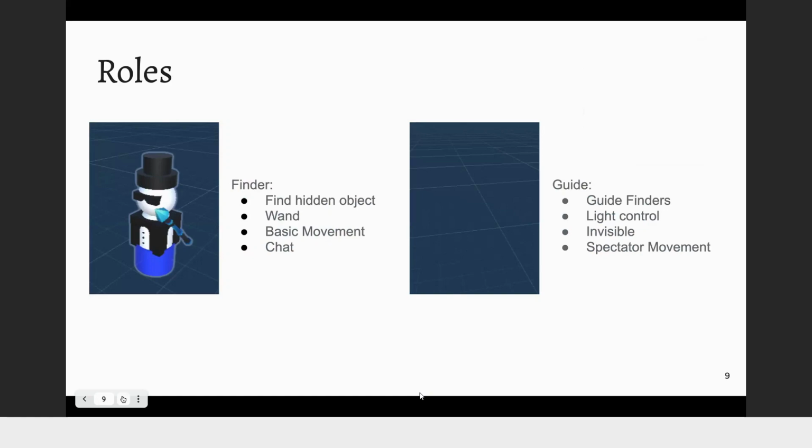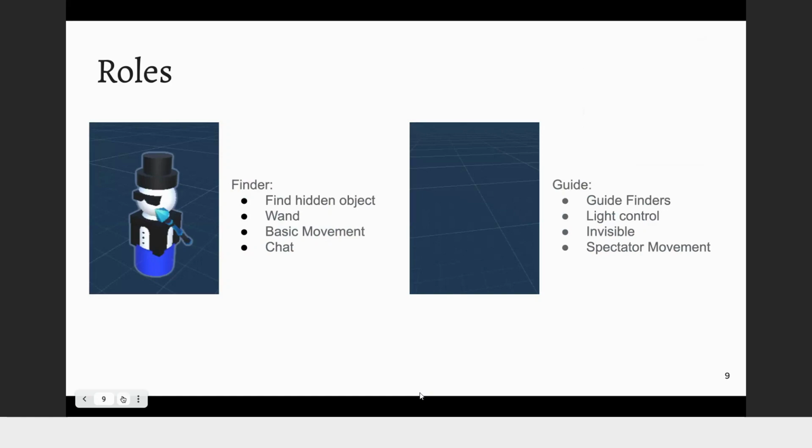And there are two roles in the game. One is the finder, and the other one is the guide. The finder is the one to find the hidden object. And they have magical wands that can shoot out orbs at the hidden object. And they have basic movement, which are walk and jump. And they also have a chat to communicate.